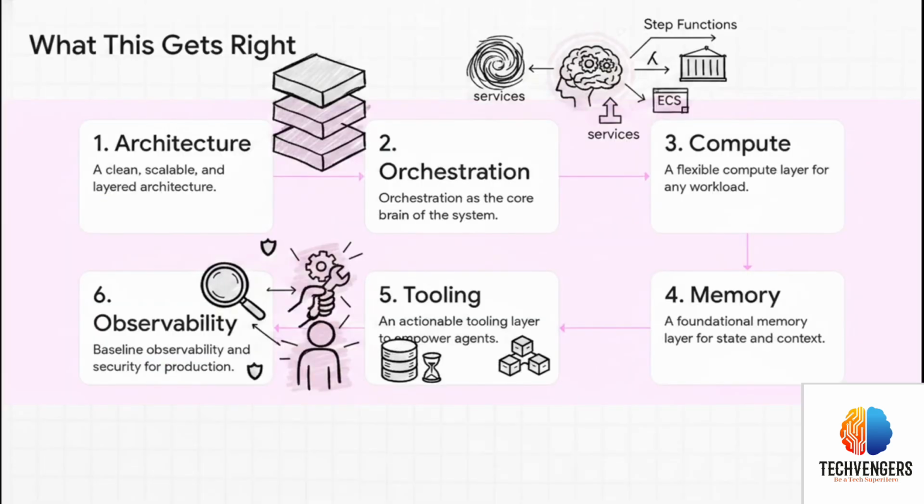Now, don't get me wrong, this blueprint gets a ton of stuff right. I mean, it gives you that clean, layered structure. It puts orchestration right at the center, the brain of the whole operation, using things like AWS Step Functions. You get flexible compute options with Lambda and ECS, and it makes sure you're thinking about memory and tools from the get-go. So yeah, it's a solid foundation.